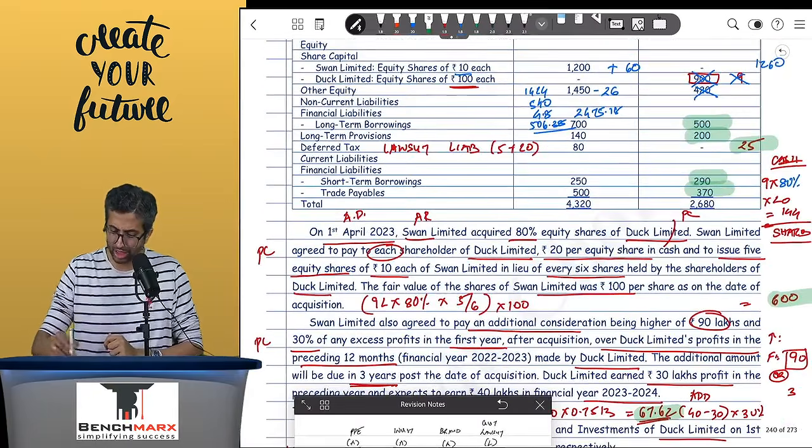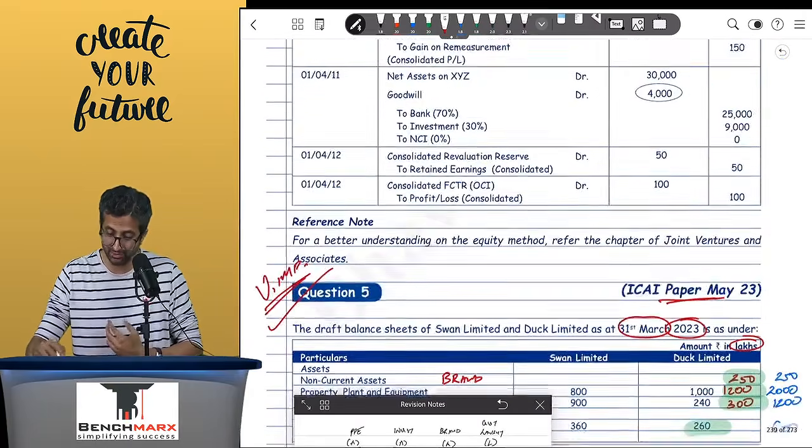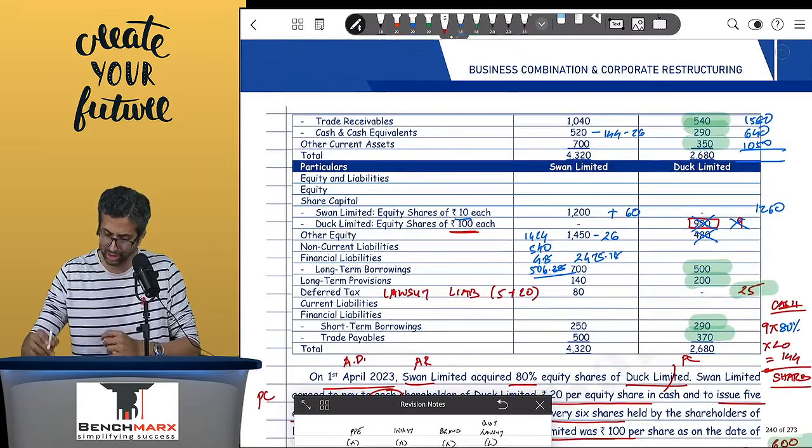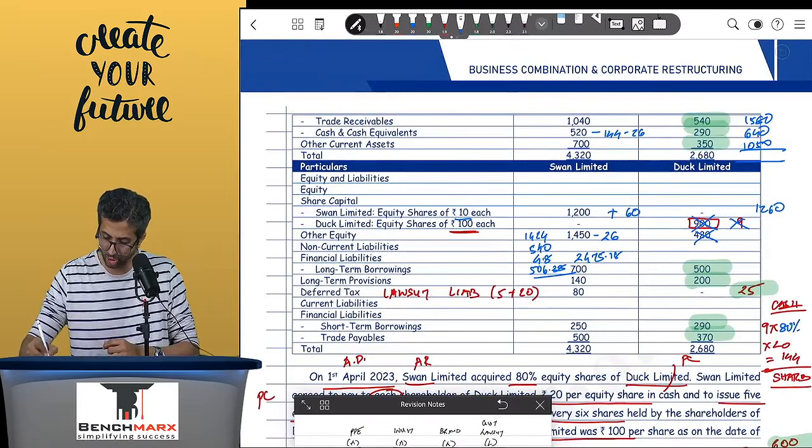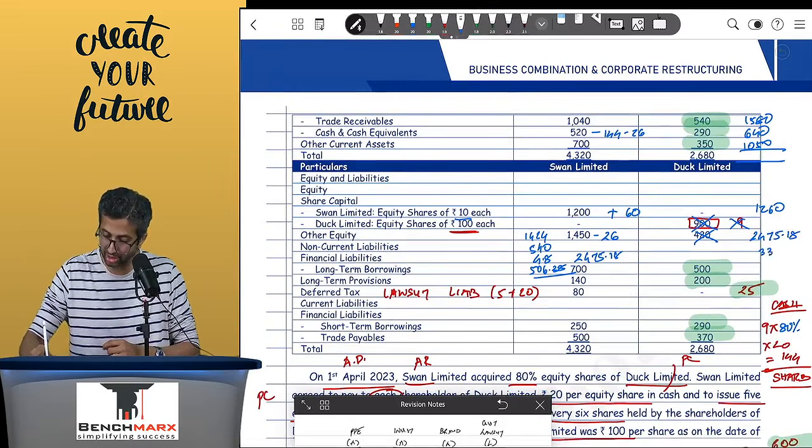Then you look at other assets and liabilities. Remember, there is a deferred tax liability as well. Apart from all of this, you will also have a deferred tax liability. So all said and done, this is 2475.18. There will be an NCI, non-controlling interest, of 330.7.